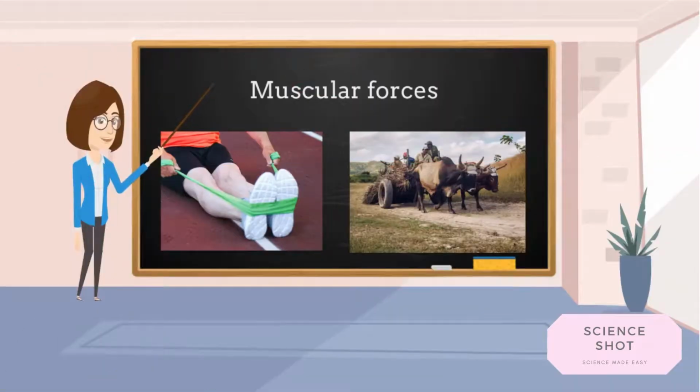Look at these two pictures. A man is stretching a band with his legs. In the second case, it is a bullock cart. Two bulls are pulling the cart. In these two cases, force is caused by the action of muscles in the body.